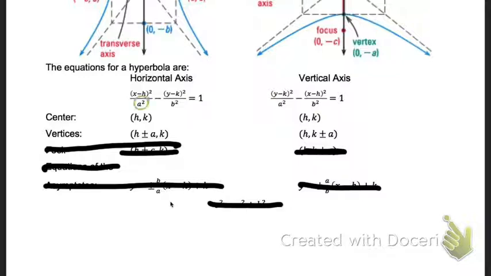The A, if you take the square root of A, that's going to be going left or right. Those are the numbers that will be going left or right in the X direction. And then the B will be up or down, where we're going in the Y direction. So X direction and then Y direction. Now, how you tell if it's horizontal or vertical: it's horizontal if the X is first, it's vertical if the Y is first. And in a hyperbola, we will not get caught up in which value is bigger.